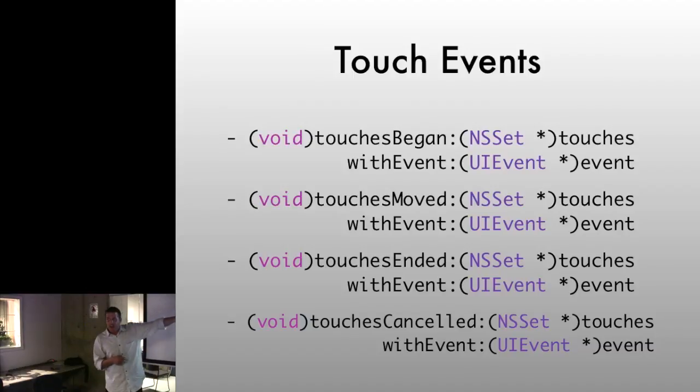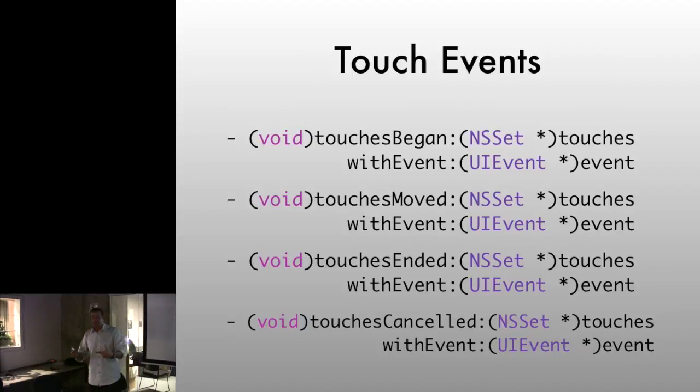You get a set of touches. Does everybody remember what a set is? The NS collection set. What's special about it? Objects within it, unique or duplicate? Unique only, yes, good. And then a UI event is the other parameter that comes past. So it's touches began with event, touches moved with event, touches ended with event, and so touches and event come in. I'll show you a specific event here in a second.